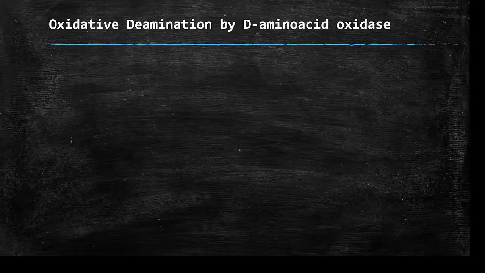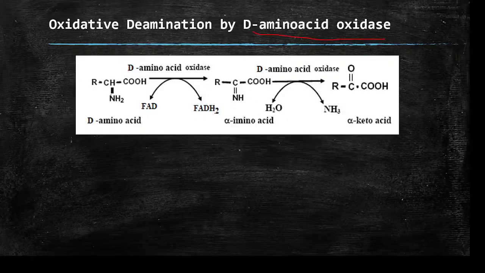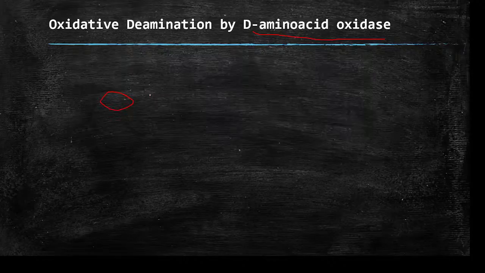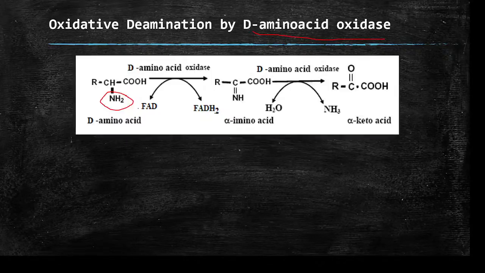So the next thing is oxidative deamination by D-amino acid oxidase. So this specifically deaminates the amino acid with D configuration. And so here previously it required FMN and here it requires FAD as cofactor, which gets converted to FADH2, and it forms alpha imino acid and alpha keto acid.